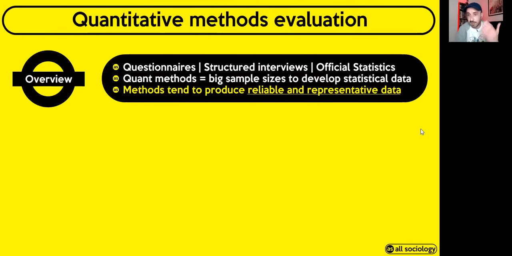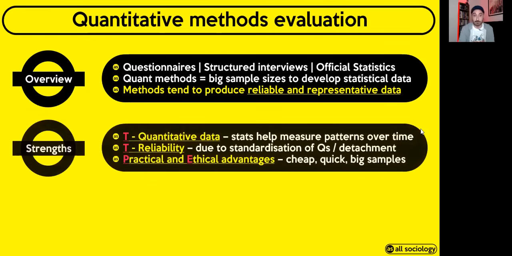Now, with all of these methods, this is a key rule of thumb. Questionnaires, structured interviews, and official statistics all tend to be two things. A, they are reliable, because someone could easily go and repeat those studies again because of the way in which questions have been standardized. So the questions don't alter when you're doing a structured interview, for instance, or a questionnaire. And the other thing as well, all of these methods tend to give us representative data purely because of the sample sizes they can reach.